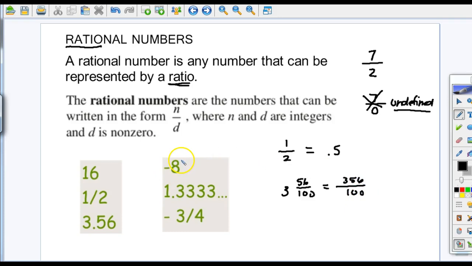Negative numbers, as we saw in our number line, are rational numbers. Now this is 1.3333, and it looks like the 3 is a repeating decimal. So we can write that as 1.3 and put a bar over the 3. But as long as it repeats, I can write this as a fraction or a ratio. It's a fraction. It's a ratio. Part to whole. So repeating decimals, I'm going to write this down: repeating decimals are rational numbers.